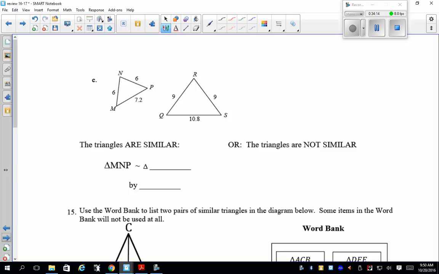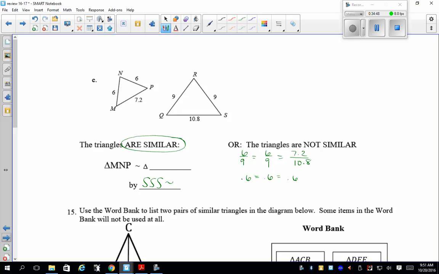Part E, I'm going to check that all the sides are the same ratio. Starting with the smallest, 6 over 9 should be equal to the other 6 over 9, which should be equal to 7.2 over 10.8. I'm going to check this in my calculator. 6 over 9 is 0.6. 6 over 9 is 0.6. And 7.2 over 10.8 is 0.6. So these are similar by side, side, side similarity.